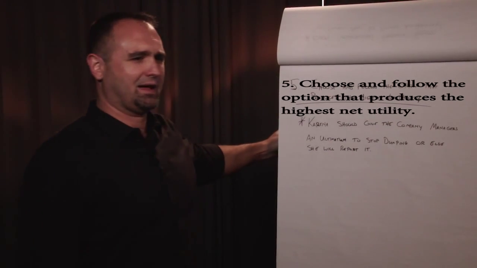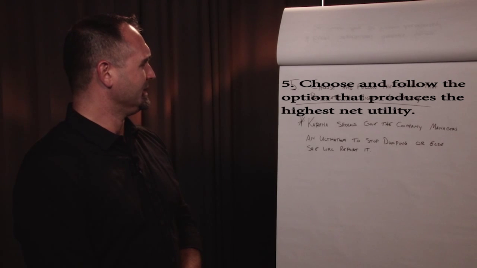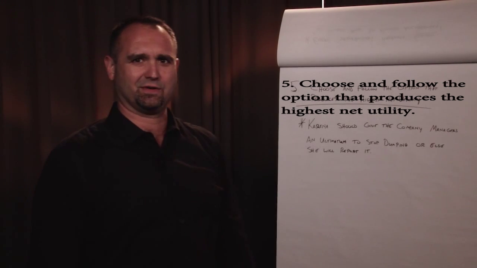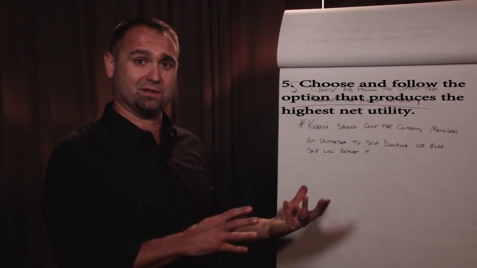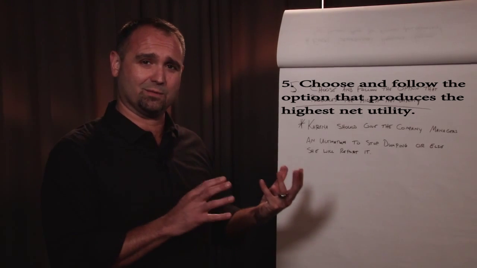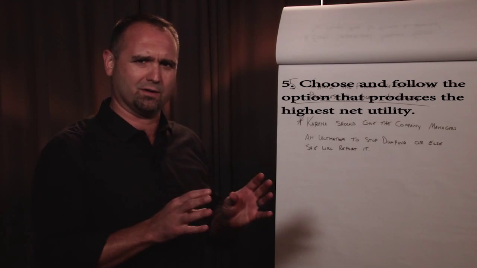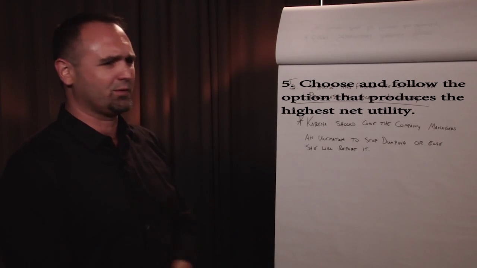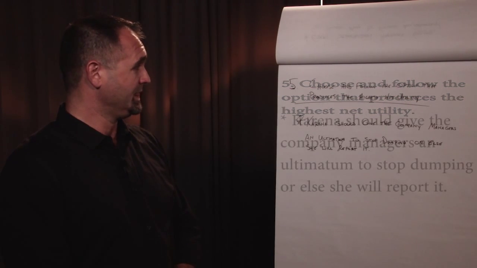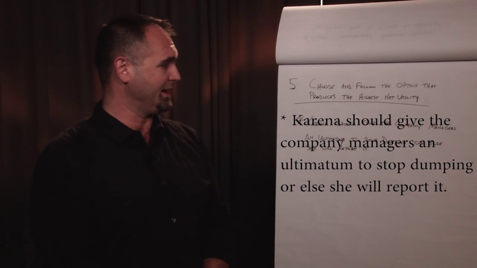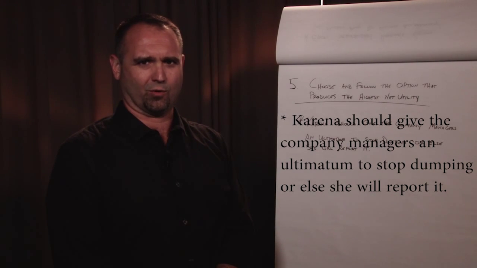We've arrived at the last step of the model. Choose and follow the option that produces the highest net utility. So given the math that we've done and our best reasonable estimates about the likely outcomes in terms of happiness and unhappiness for everyone involved in this circumstance, it looks like what Karina ought to do is give the company managers an ultimatum to stop dumping, or else she'll report it.